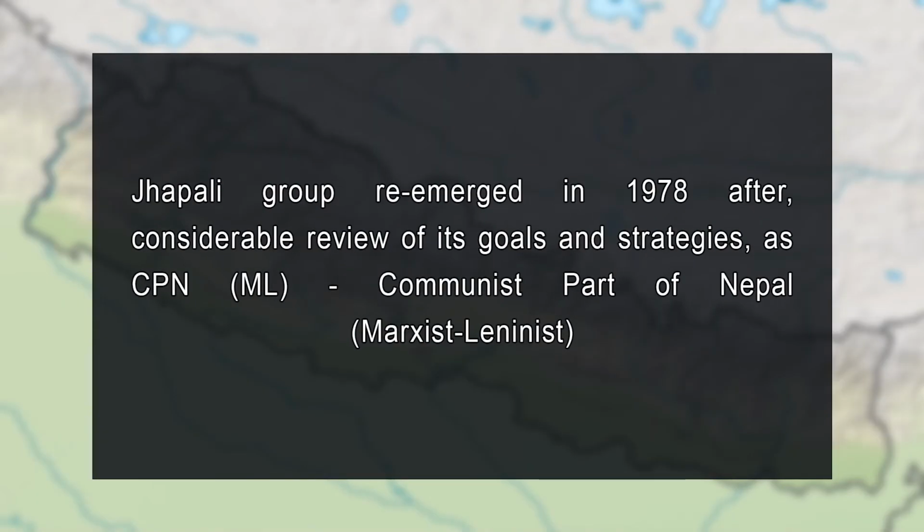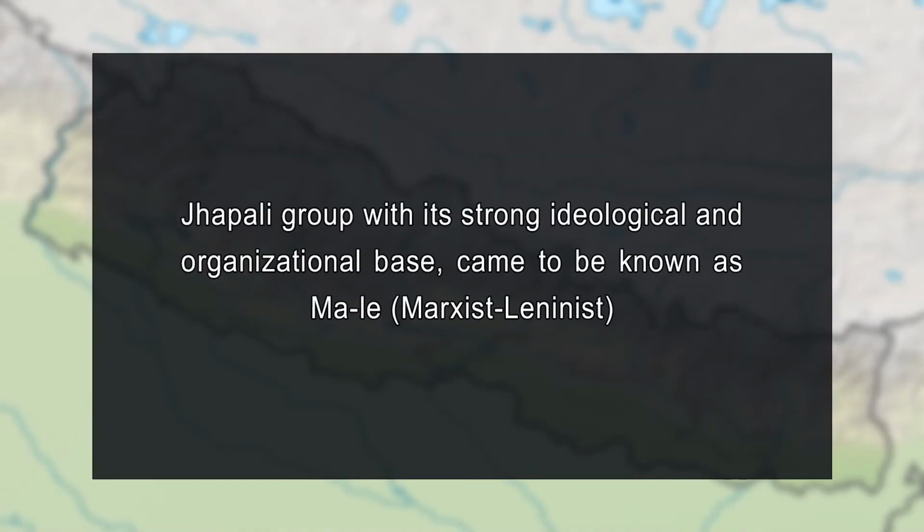The Jhapali group re-emerged in 1978 after considerable review of its goals and strategies as CPN Marxist-Leninist. ML was of the opinion that it was not sufficient to borrow an ideology or strategy. Objective conditions or the ground realities were also important. It was emphasized that Nepal's road to socialism would be based on socio-economic realities within the country. This group, with its strong ideological and organizational base, came to be known as Malay.